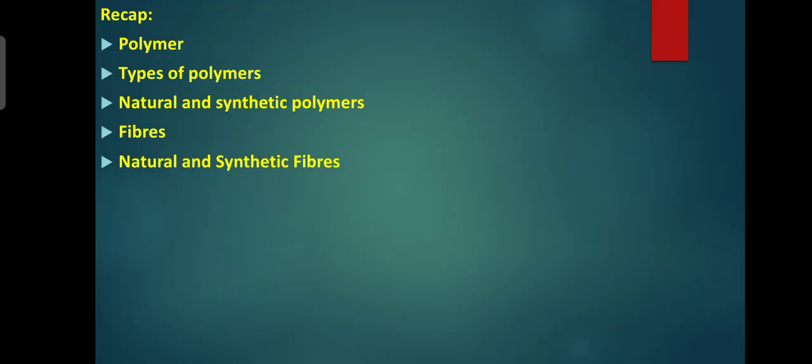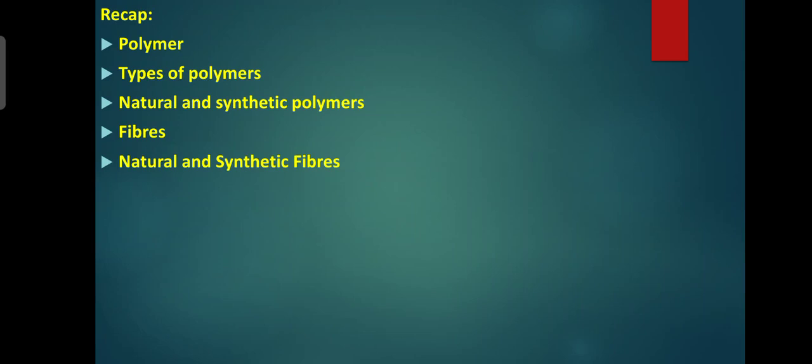In the previous section, we saw about polymer chemistry, types of polymers, natural and synthetic polymers, and fibers. What are polymers? The word polymer is of Greek origin. Poly means many and mer means basic smaller unit. Polymers are very long chains made up of repeating smaller molecules called monomers that are joined together by covalent bonds, and the process is called polymerization.